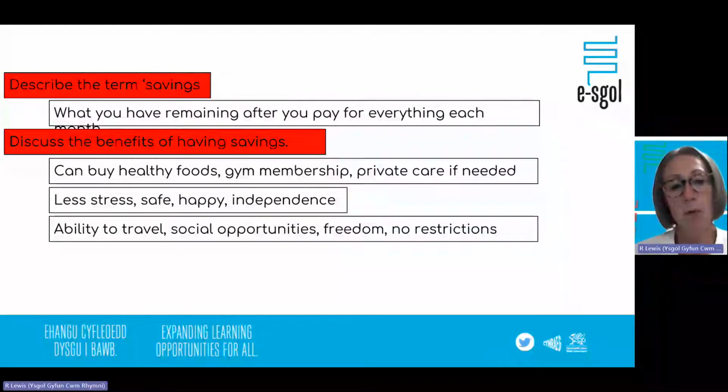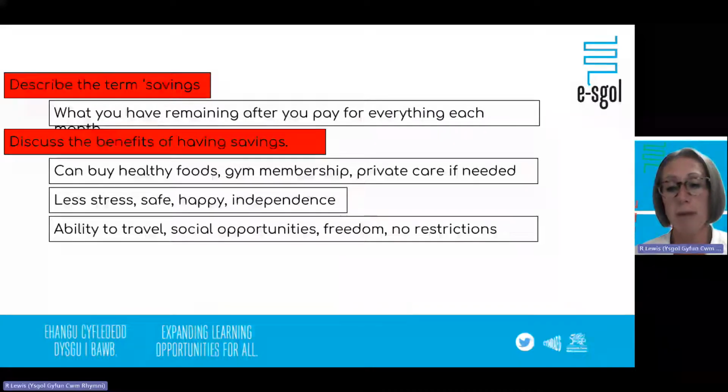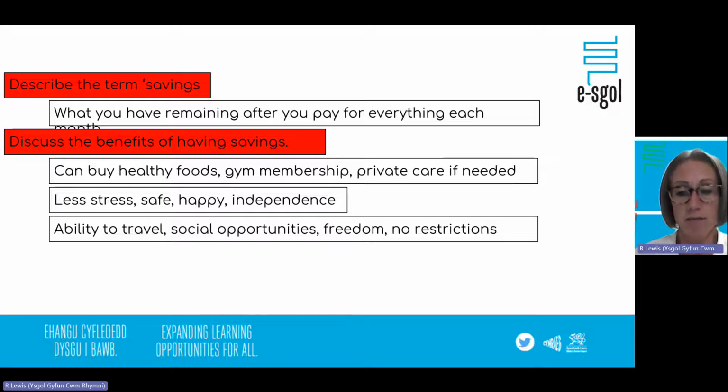So I could perhaps travel a little bit more. I'd have more opportunities. So if my friend said to me, oh, do you want to come out to the cinema tonight and we'll go for food first? I can obviously do that because I have the savings there. I have a little bit more freedom then, and I'm not living life so restrictive. Okay.